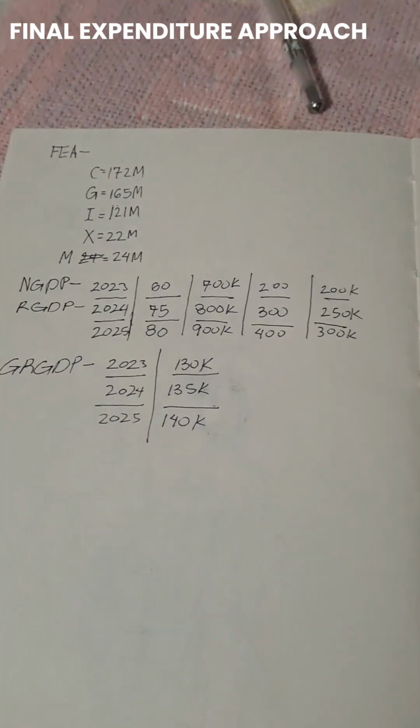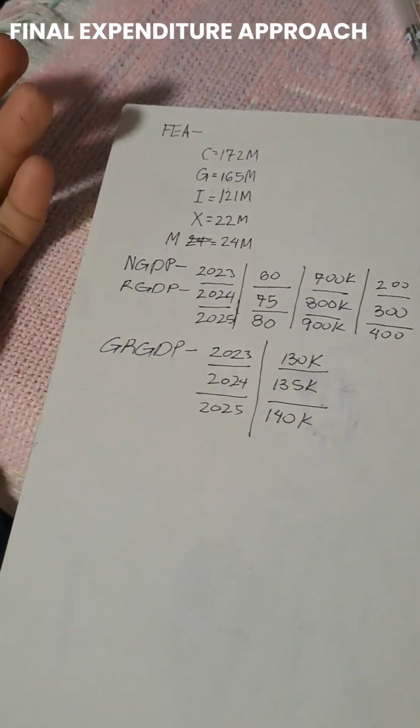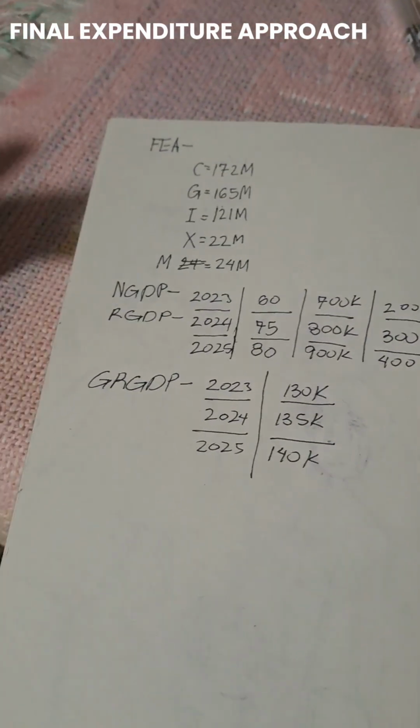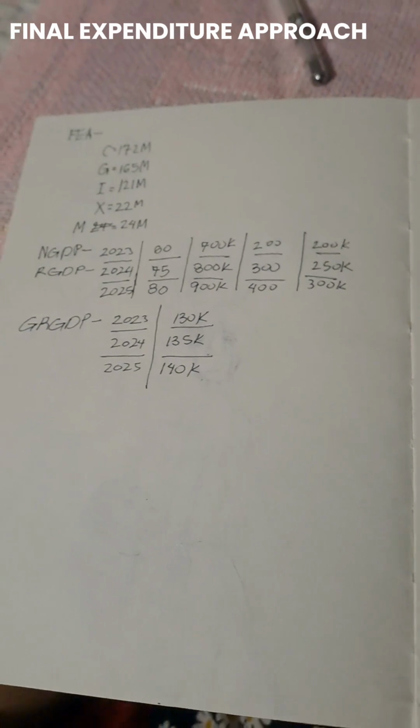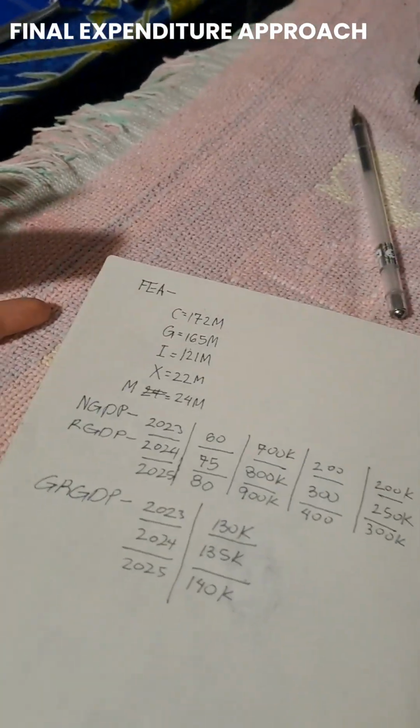Hello everyone, I'm going to teach you how to solve these things: the final expenditure approach, the nominal GDP, the real GDP, and the growth rate. Let's start off with the final expenditure approach.